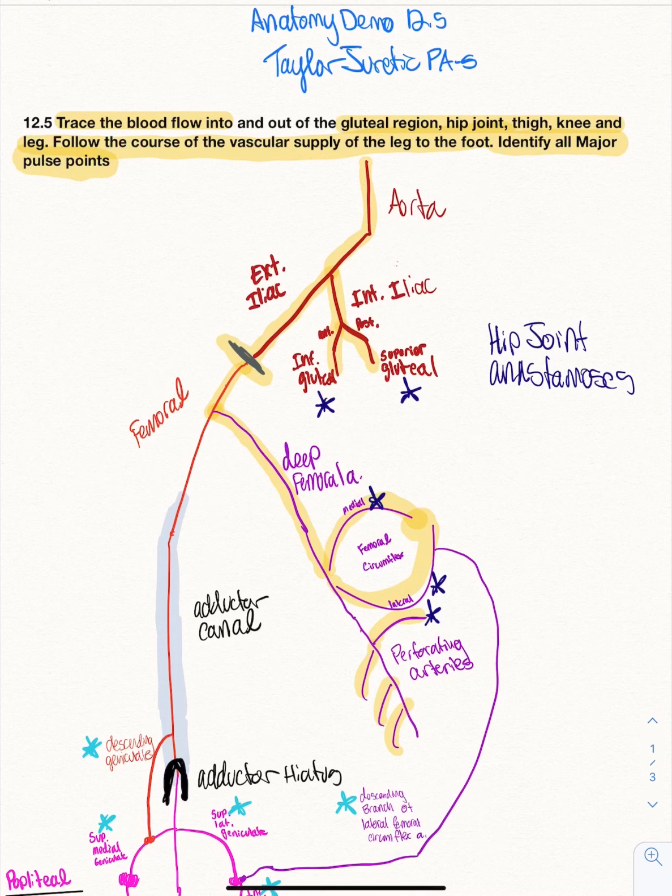We've now reached our first anastomoses of the demo, which occurs at the hip joint. This includes the arteries with the navy blue star next to their name, the gluteals, femoral circumflexes, and the first perforating artery. While this anastomosis is present, it is important to note that this anastomosis would not be sufficient to supply the entire leg if an injury were to occur to the femoral artery.